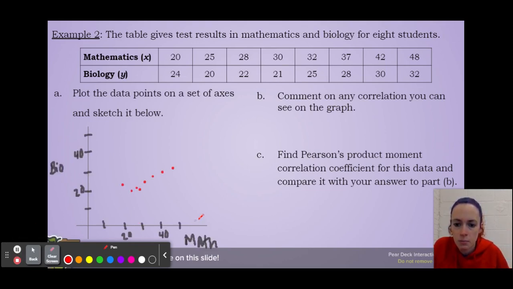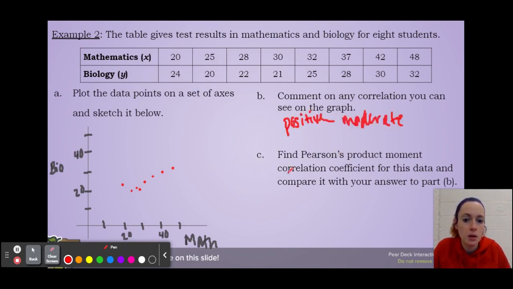All right, so I put my math on my x-axis, biology on the y-axis, and I have this scatter plot, again, somewhat eyeballed. Part B asks you to comment on any correlation you see on the graph. So again, not finding R yet, just looking at the graph and commenting on the correlation you might see. In this case, it does look like there's a positive trend. This one kind of throws things off, or else I'd say it's strong. So I'm going to say positive and moderate.